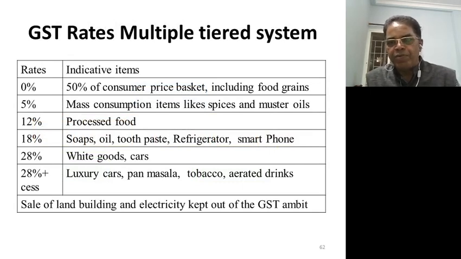GST rates, of course, are known even at UG level. These rates are common and are given in the available financial statements. Zero rated covers more than 50% of consumer price products. 5% is for most consumption items like spices and oils. 12% is for processed food. 18% is for soap, oil; this is the standardized rate. 28% is for white goods like cars. 28 plus is for luxury items.